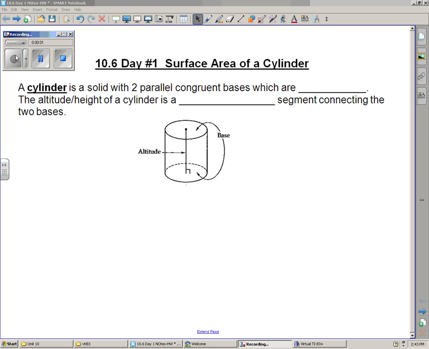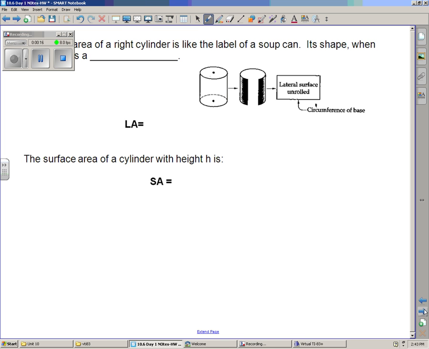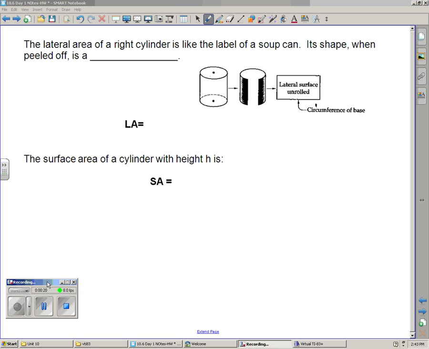So a cylinder is a solid with two parallel congruent bases, which are circles. The altitude, or the height, of a cylinder is a perpendicular segment that connects the two bases. So then the lateral area of a right cylinder is like the label of a soup can. Its shape, when peeled off, is a rectangle.